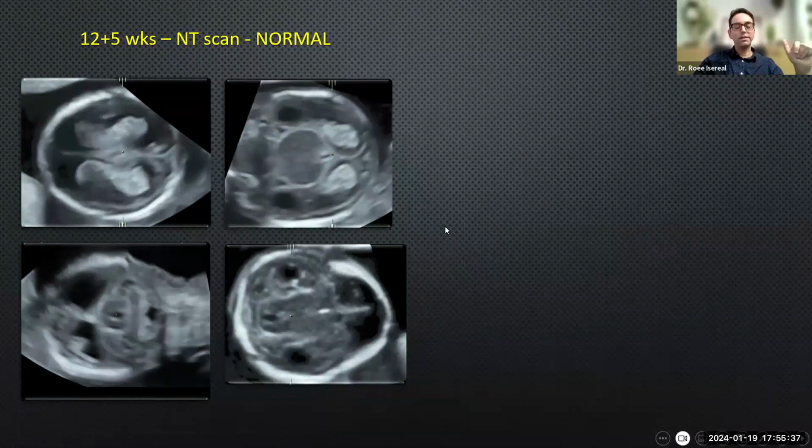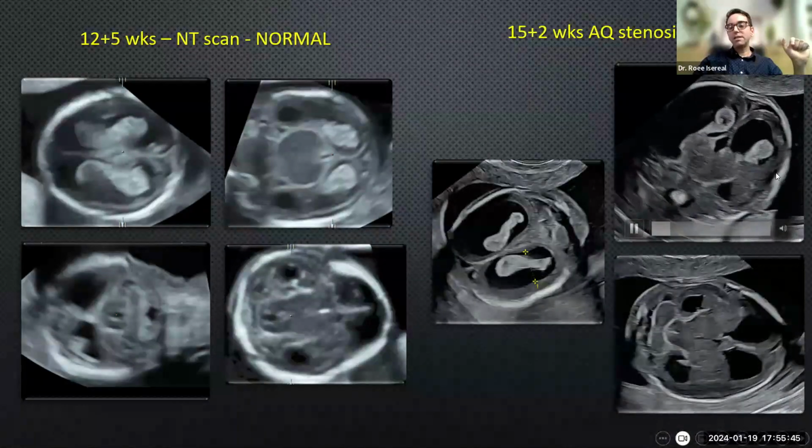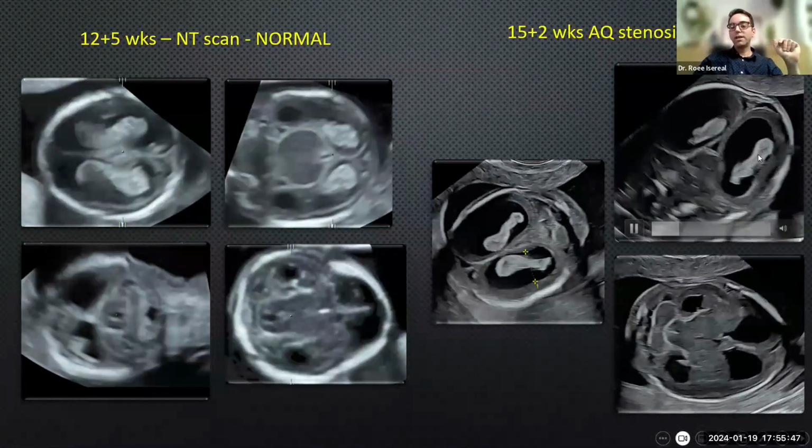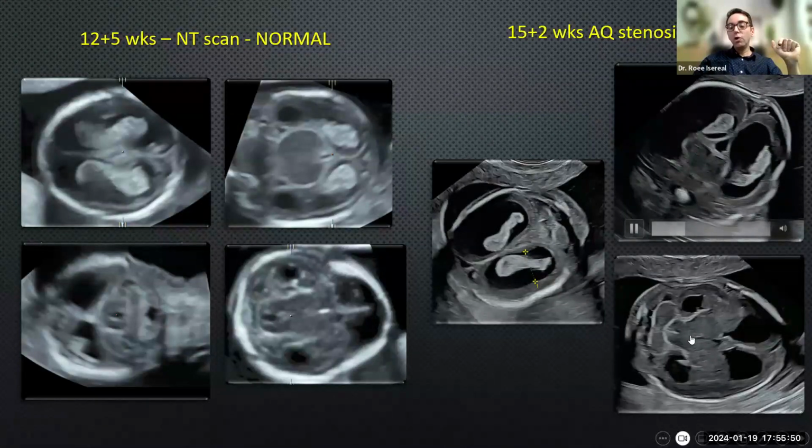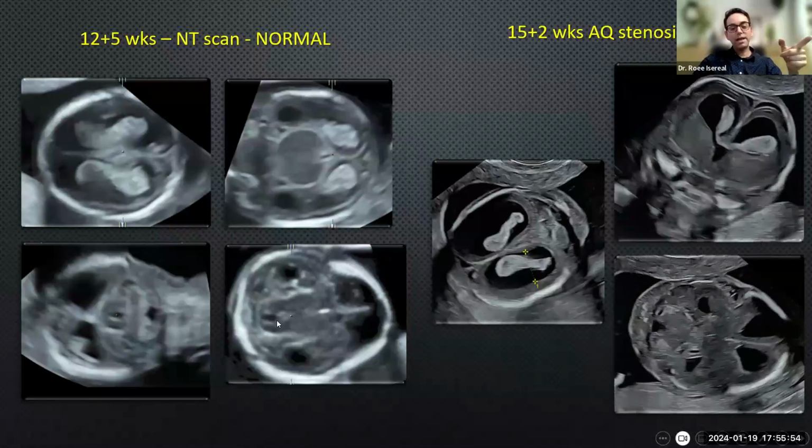booked her also for the anatomy scan, and look what happened when she came at 15 weeks, the same patient, just 2 weeks later on, and now she developed a severe ventriculomegaly. You can see the ventricle, you can see the floating, shrinking choroid plexus, and if you look at the aqueduct here, you just fail to visualize the aqueduct, but 2 weeks earlier, the aqueduct was here.